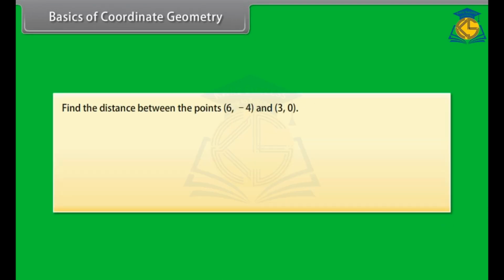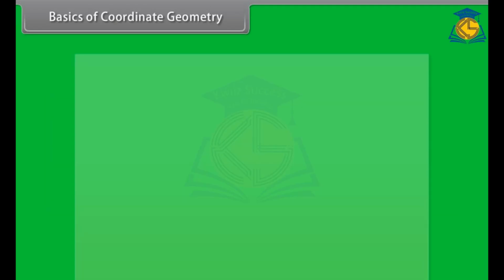Basics of coordinate geometry. Find the distance between the points (6, -4) and (3, 0). Solution. The distance between the points (6, -4) and (3, 0) is square root of.